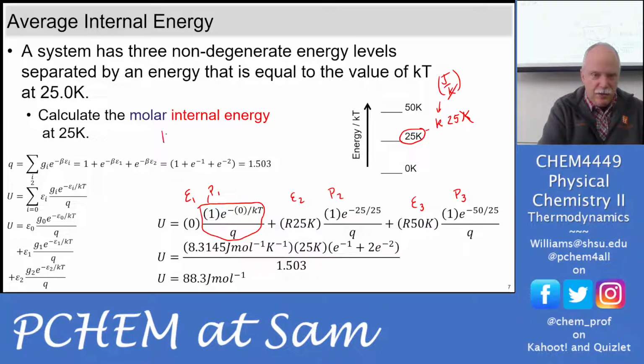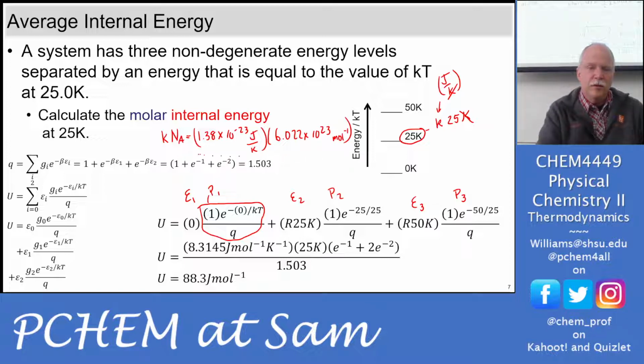If you take Boltzmann's constant times Avogadro's number, look what you get. So you have 1.38 times 10 to the negative 23 joules per Kelvin times 6.022 times 10 to the 23rd per mole.